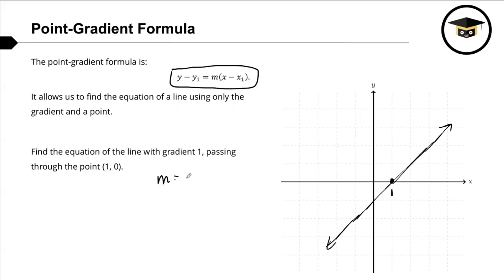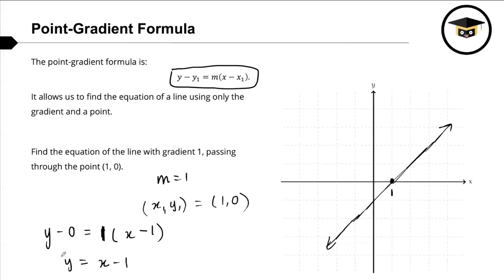Thankfully, we know that m is 1 because it says in the question. And we can say that x1, y1 is equal to 1, 0. So therefore, we can just directly substitute this back into the equation and see what we get. So let's see. We've got y minus y1. So y1 is 0 here. So 0 is equal to m, which is 1, so just 1 here, bracket x minus x1. And x1 is going to be, in this case, 1. So we have y is equal to x minus 1, and that is our equation of this line.